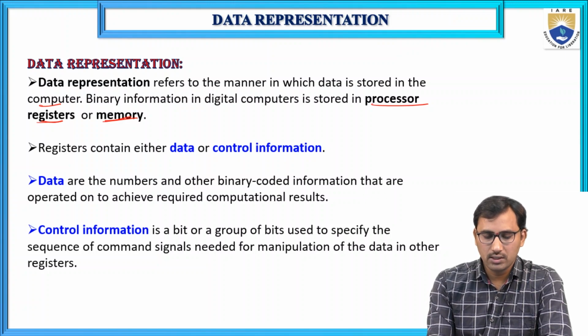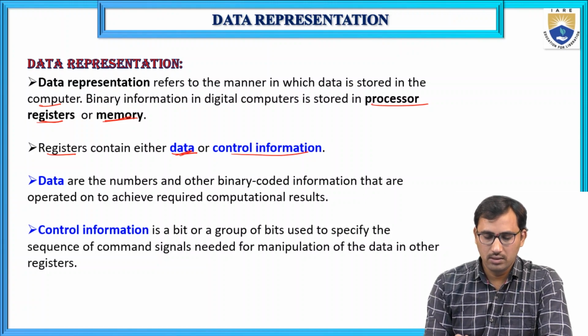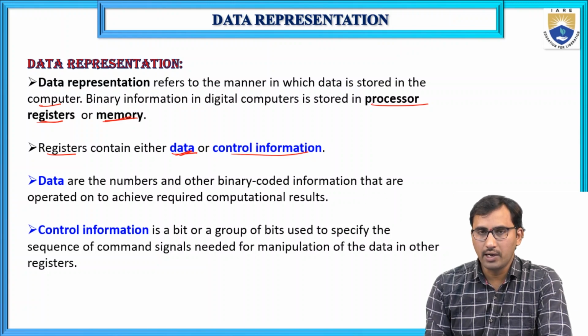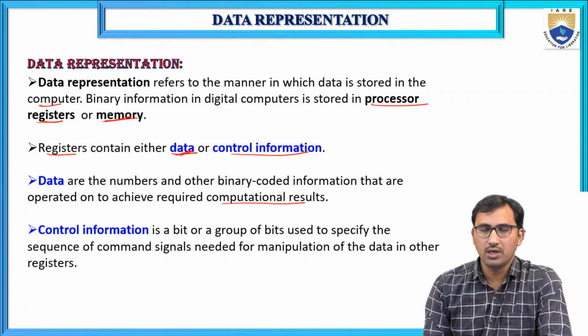So these registers may contain either data or control information. So data is nothing but the numbers and the other binary coded information that are operated on to achieve required computational results. And the control information could be a single bit or a group of bits used to specify the sequence of command signals needed for manipulation of data in other registers.